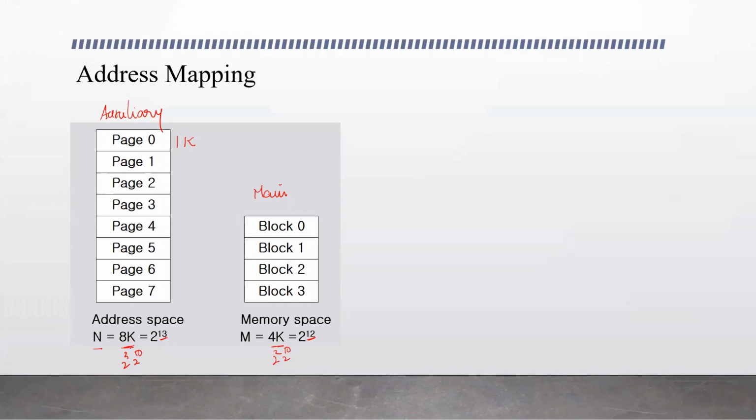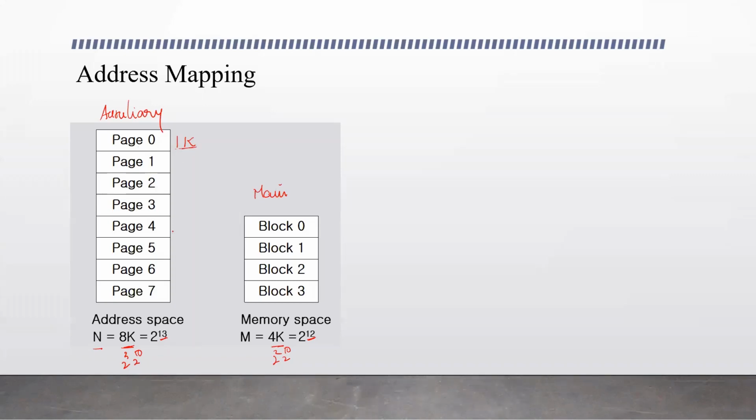Okay, total size is 8K. It is divided into 8 pages. This division of the total address space into smaller groups is called pages. So we have 8 pages here, numbered from 0 to 7, each having 1K space. The memory space is 1K.